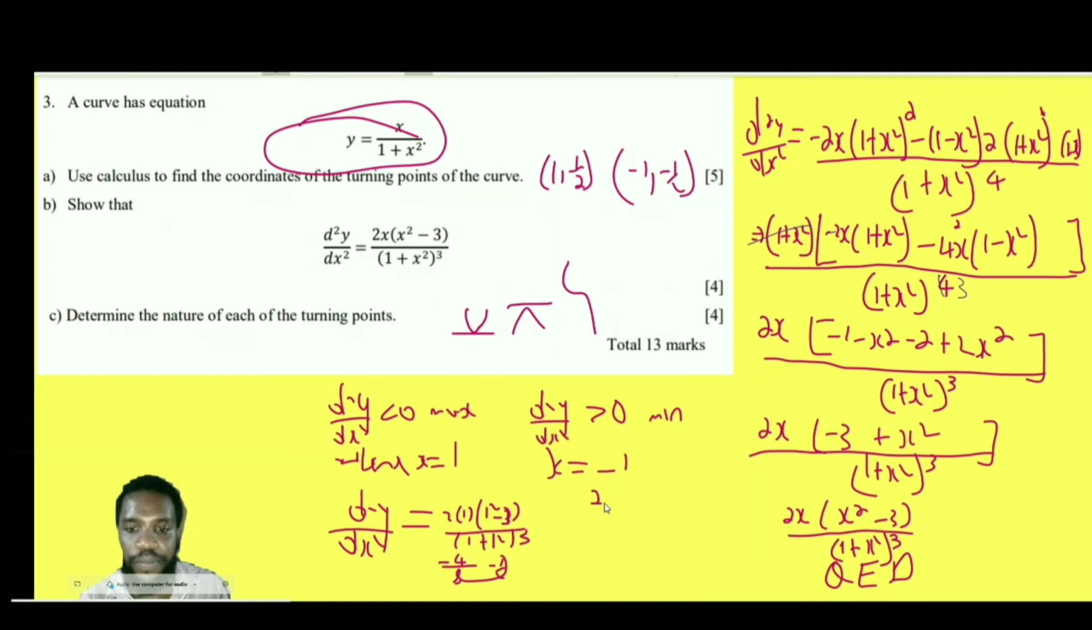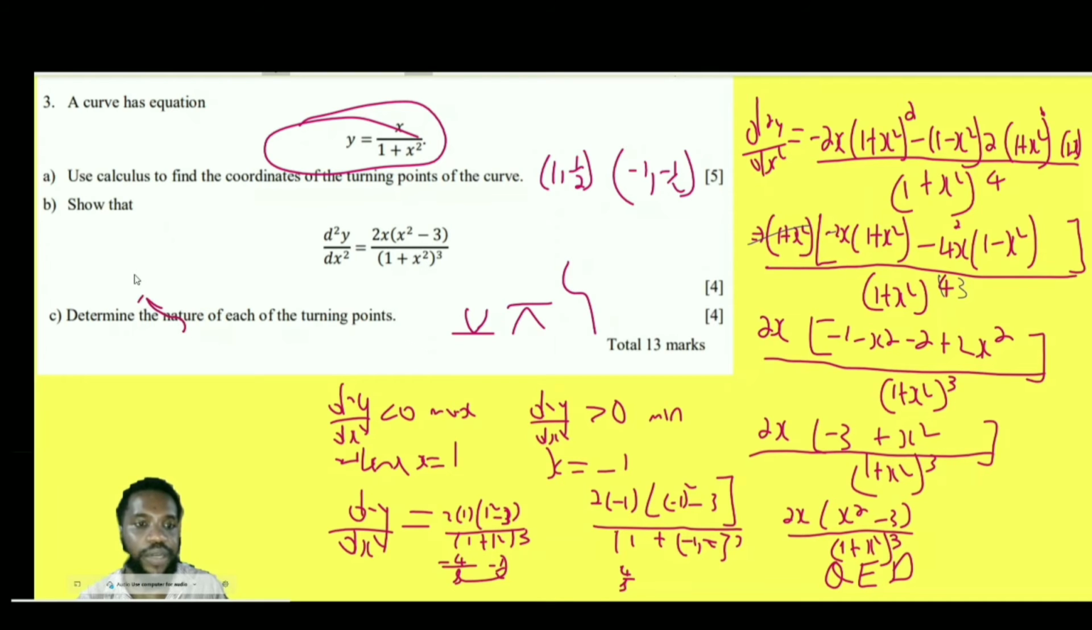Alright, let's try it with negative 1. 2 times negative 1, open bracket, negative... I have to put this in a bracket now because of a sign. All over, open bracket, 1 plus negative 1, squared to the third power. Where we're concerned, this is going to give the same sign. So the only thing that is going to be different here is that this is now going to be a positive 4/8. Good. So we can make our conclusion.